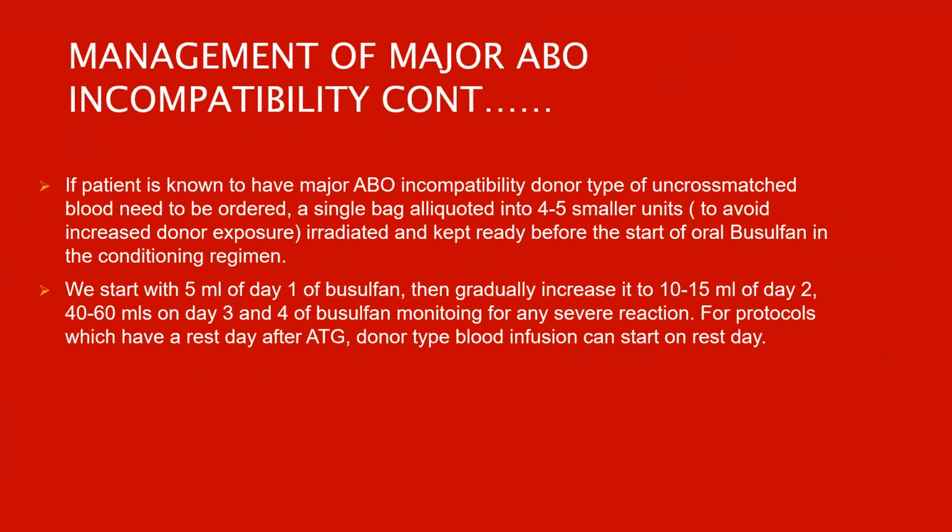If a patient is known to have major ABO incompatibility, donor type uncrossed blood needs to be ordered. A single bag is allocated into 4 to 5 pedi units, irradiated and kept ready before the start of busulfan in the conditioning regimen. We start with 5 ml on day 1 of busulfan, then gradually increase to 10 to 15 ml on day 2, and then 40 to 60 ml on days 3 and 4 of busulfan, monitoring for any severe reaction.